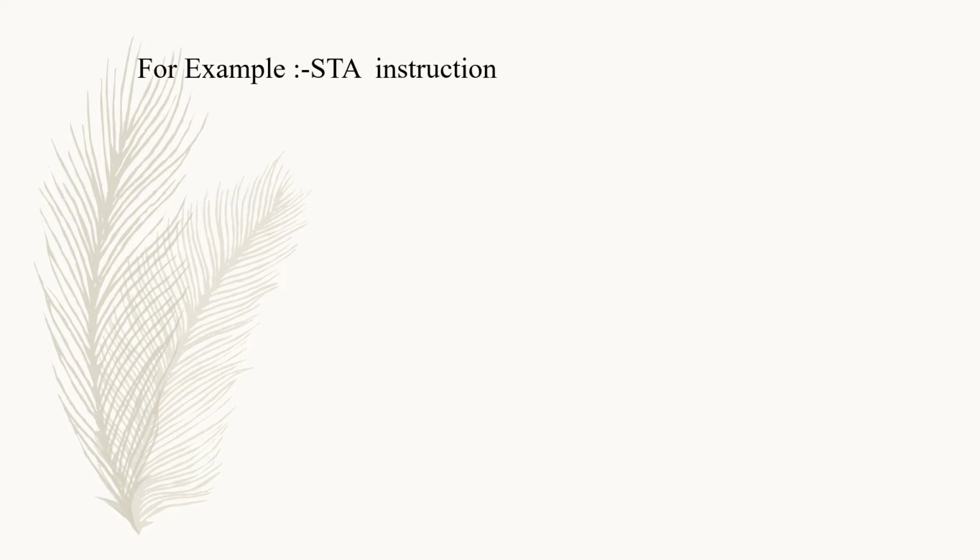Now let us take one more example. This is an instruction, STA instruction. We are going to learn how our T-state, machine cycle and instruction cycle is used in this STA instruction. STA instruction we will elaborate in detail in Unit 2. So again let us consider our T-state. This is my one T-state, that is T1. This is the second T-state, which is T2, the third T-state, which is T3.